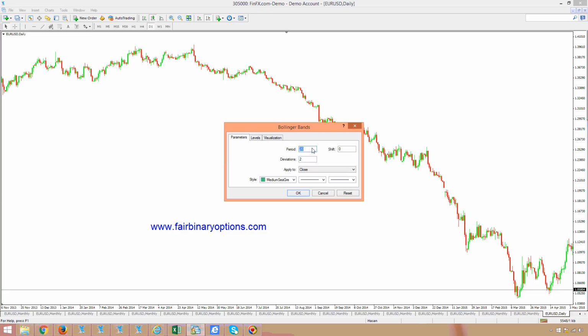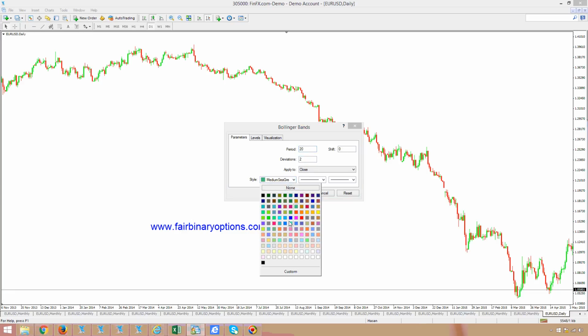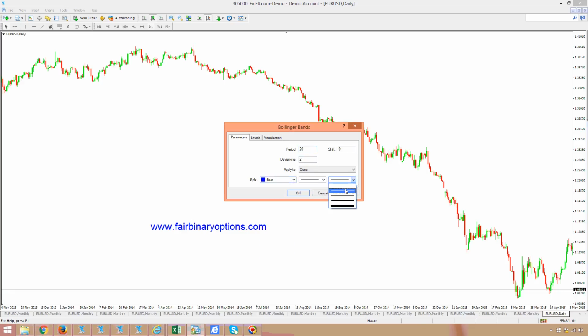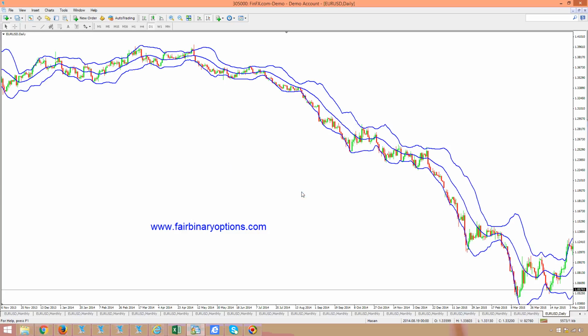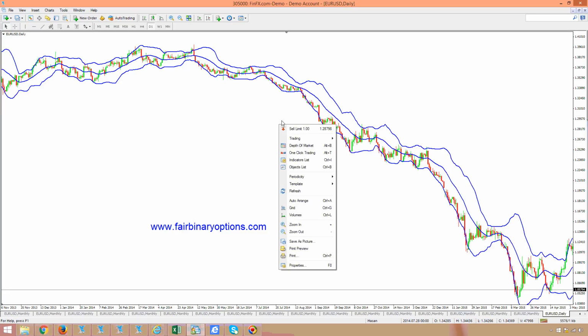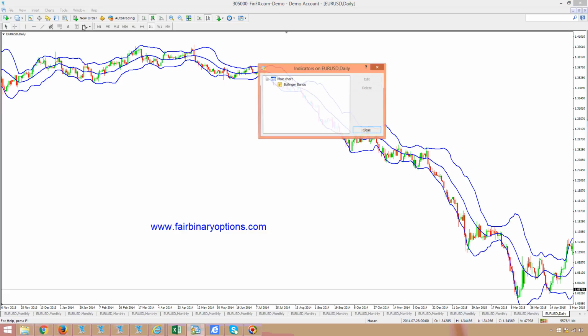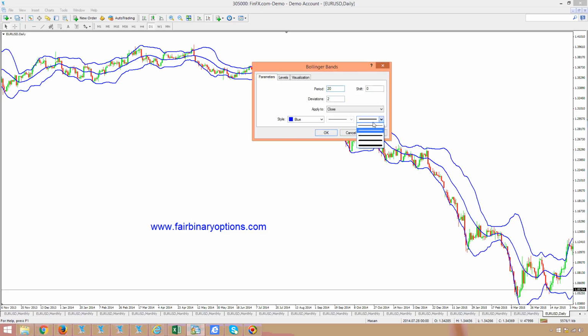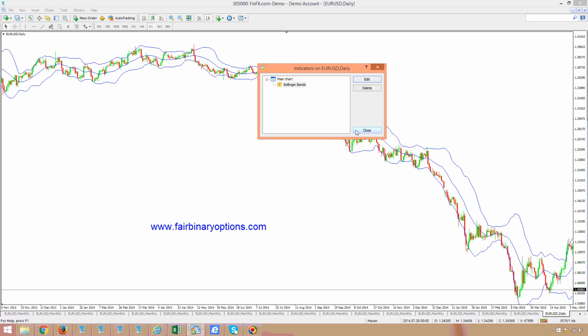The period is 20, the default one. Deviation is 2, and this is the color. Well, let's go with blue. Let's make it a bit more visible. And by clicking OK, it is being applied on the screen. Now, let's make it actually a bit more light. So go to the Indicators list, Bollinger Band, edit, and we go with this one like this.